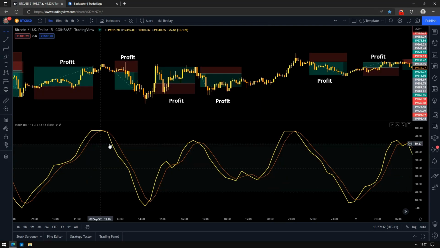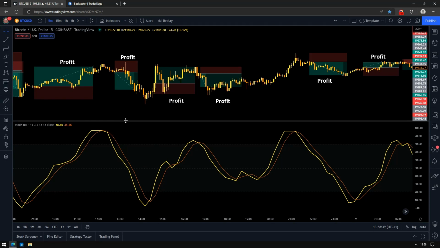You can see you have this top white line and this bottom white line. When the yellow and orange line are above this 80 level, price is overbought, and when it's below this 20 level, price is oversold. This means there is a high chance of a reversal. But on the 5-minute time frame, the stochastic RSI indicator isn't super reliable. You have to remember that higher time frame moves are king.